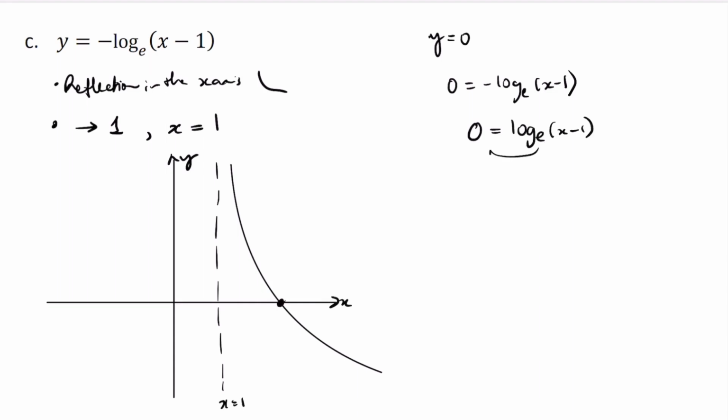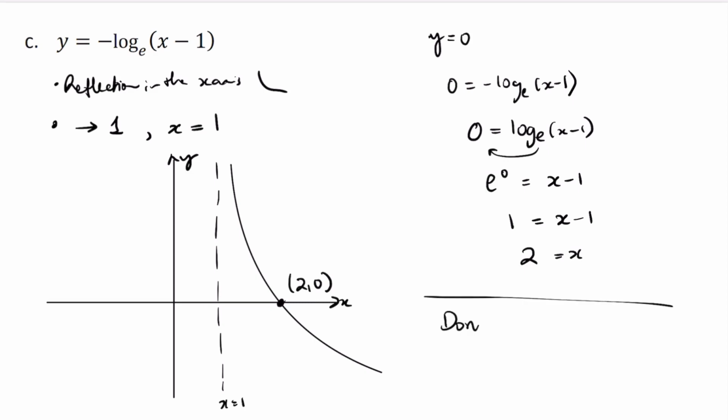And then I'm going to take the e over. So that'll be e to the power of 0 equals x minus 1. E to the power of 0 is just 1. And then when I take 1 over, that'll become 2. So as predicted, this x-intercept is going to be at 2. What we can now do is find the domain and the range. So the domain, the smallest x value I can see is 1, so 1 to infinity. And then the range is just going to be R once again.